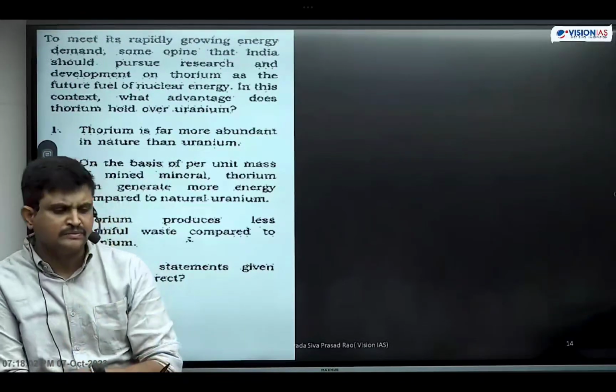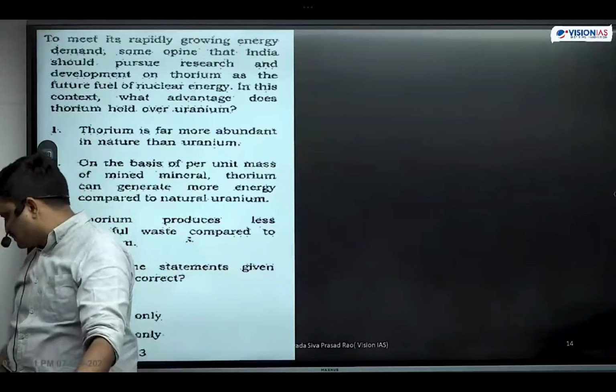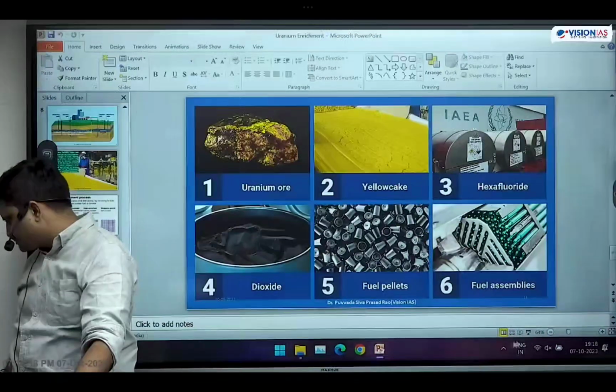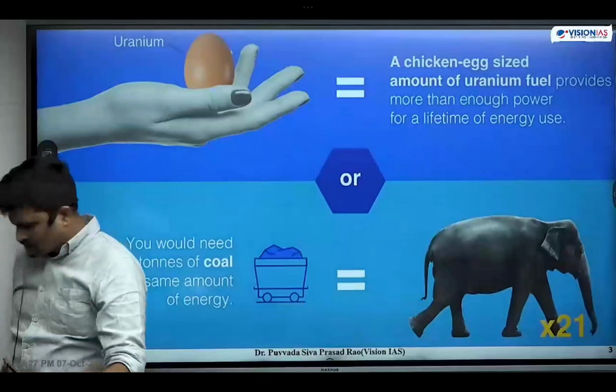And next one is. On the basis, I will give clarity on this. I will make you write that point also. Wait just a minute. If it is nuclear energy, generally this is what the thing is.